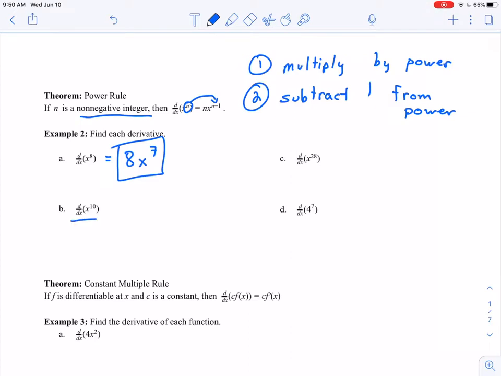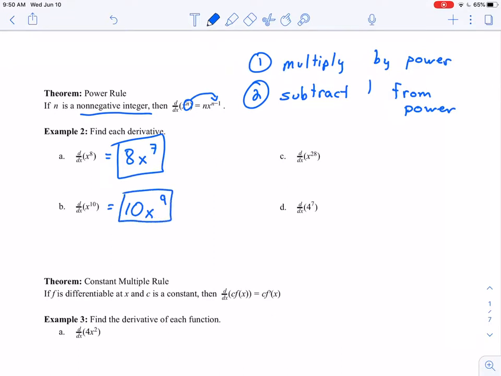Here I have the derivative of x to the 10th. So, okay, I multiply by my power, 10x, and I subtract 1 from my power. So 10x to the 9th power. That's it. There's my derivative. Look at this. This is going so smoothly. Derivative of x to the 28th power. So, okay, multiply by my power, 28x, and then I subtract 1 from my power, so now to the 27th power. That's it. There's my derivative.